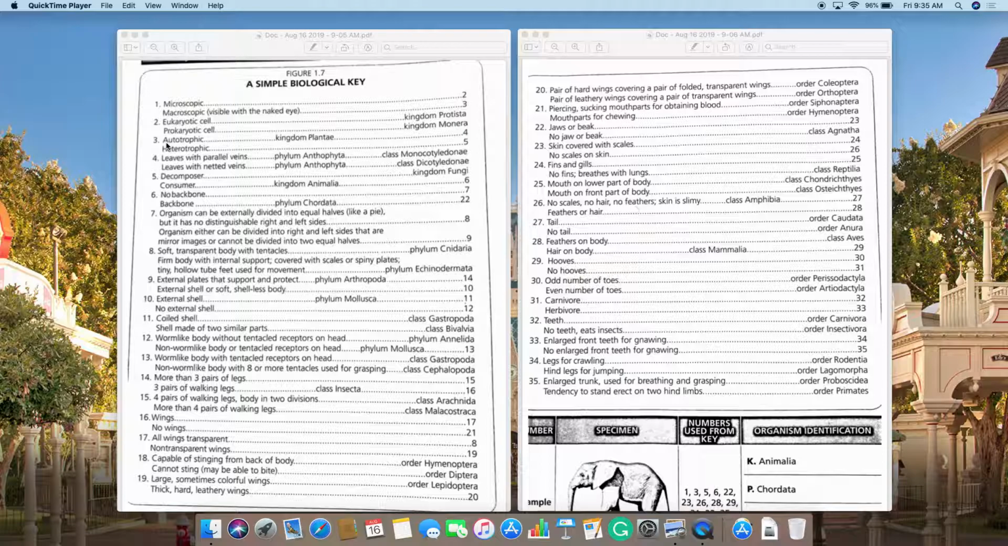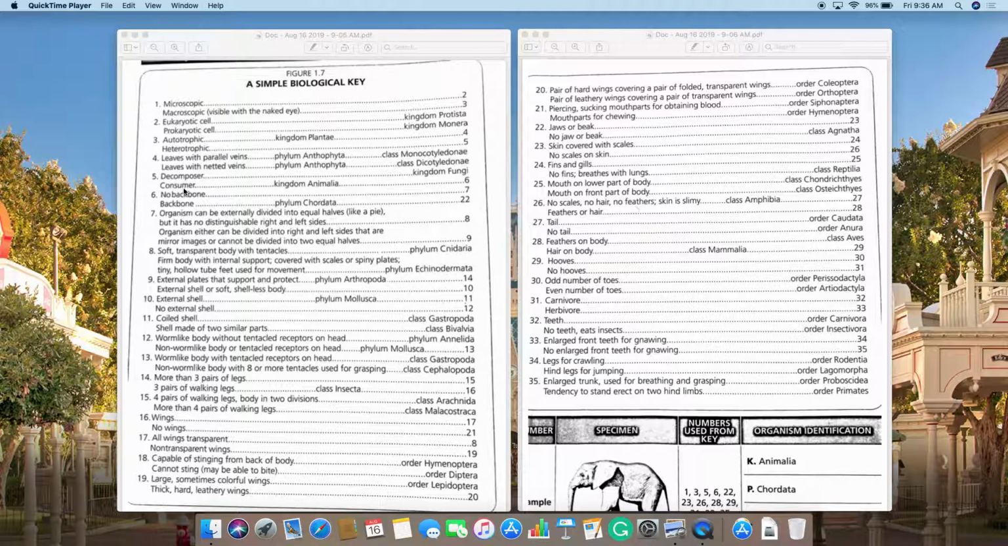Is the chipmunk autotrophic or heterotrophic? Well, autotrophic, we know from our reading, would be something that's producing its own food, such as a plant from photosynthesis. So obviously the chipmunk, he's heterotrophic. He's looking for food from an outside source. So that gives us a number 5. So write your number 5 and then jump down here to number 5.